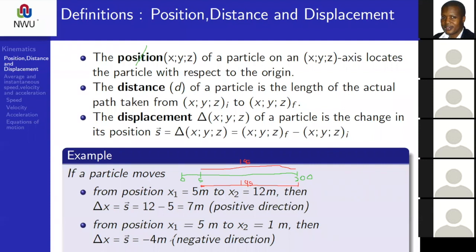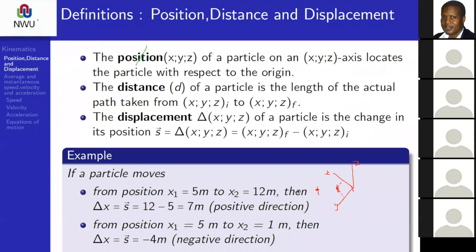But then, what is your displacement? 0. You start at the point where you end. Okay? And this is in the XY plane. We're just using the X direction. Any questions, or can I proceed?